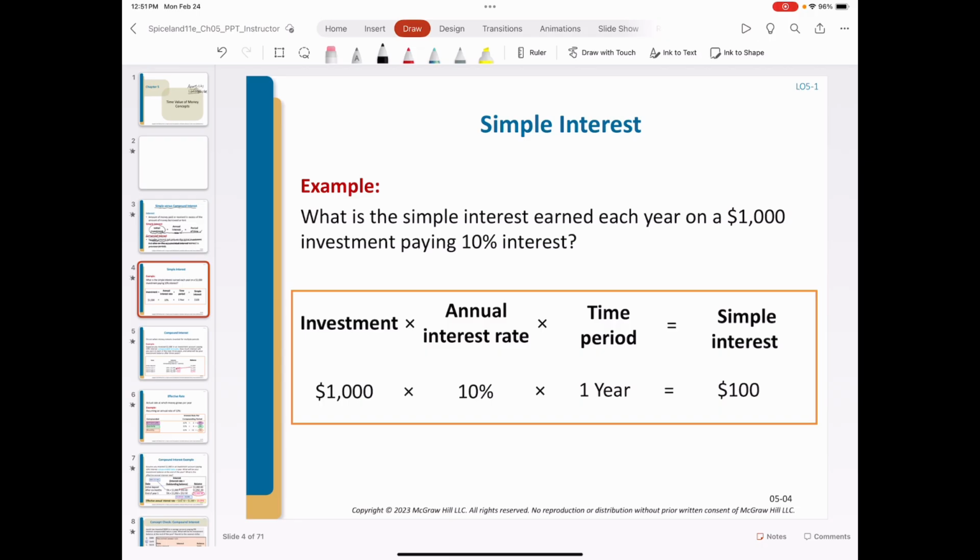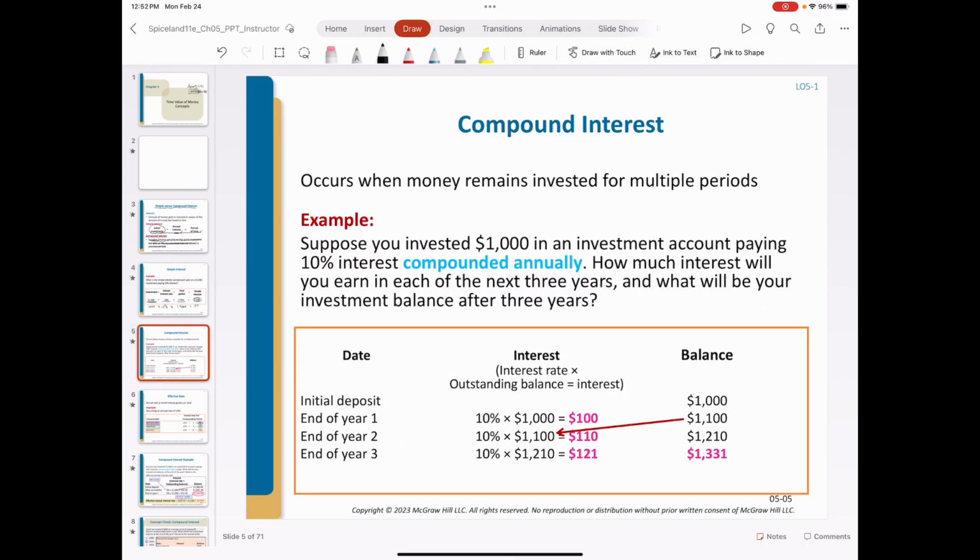So let me introduce some examples. For the simple interest, we assume the initial investment is 1,000, interest rate 10%, one period, so interest will be $100. And in the second year, again, 1,000 does not change because the $100 interest will not be reinvested. So the second year, the interest is still $100.